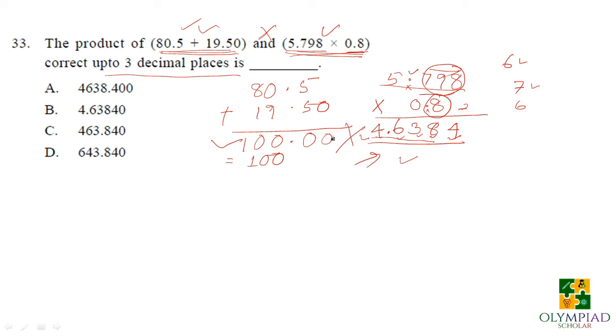My answer would be like I have to multiply by 100, then I only get the answer. So after multiplying by 100, the decimal point will shift 2 places towards the right. So it will become 463.84. So it has only 2 decimal places, so I cannot correct up to 3 decimal places. Suppose it had 3 or 4 or 5 decimal places, then I would have written only 3 places. But this is the correct answer, 463.84. Okay, you can add a 0. So 463.840, which is C, is your correct answer. Okay.